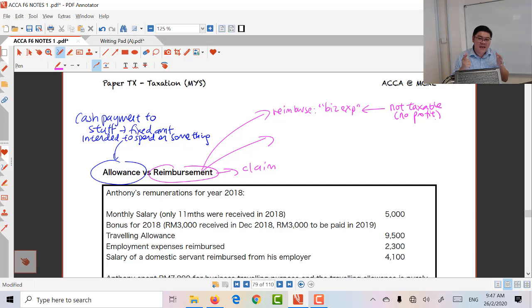Now, did you gain in that transaction? Yes. Because that's your stuff. And your boss said, give me the bill and I'll pay you back. That's a gain. The earlier one is not, because the earlier one is not your stuff. You just bought on behalf of your company. So that's why in this case, if you reimburse something personal, that's a gain. So what do we do? We'll tax it.